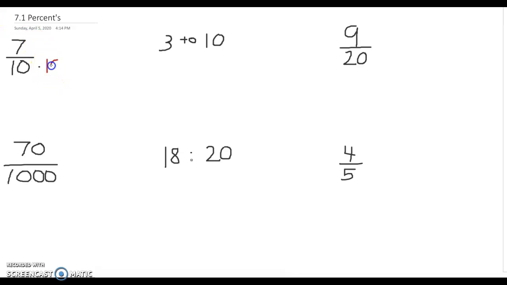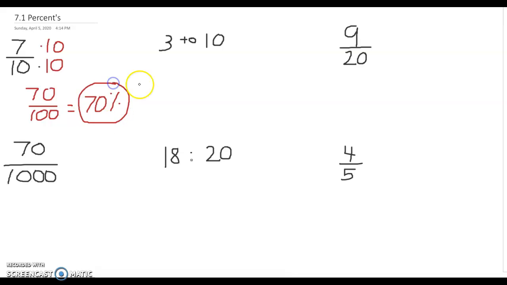And then what we do on the bottom, we got to do on the top. So we multiply 7 by 10. So our new fraction will equal, I'll put it down here, 70 over 100. And when we're talking about percents, which always has to be out of 100, our percentage now is 70%. And there's our answer.